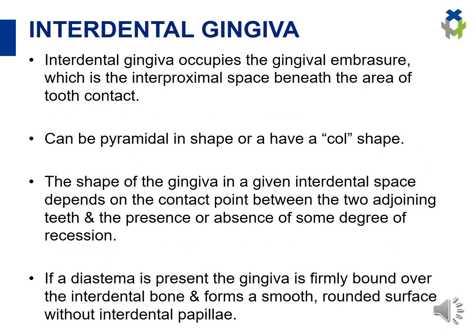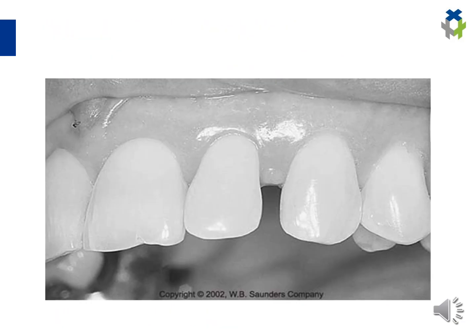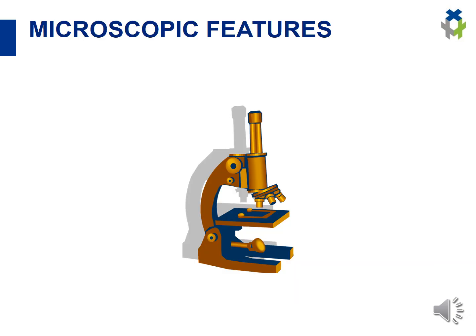The interdental gingiva occupies the gingival embrasure, which is an interproximal space beneath the area of the tooth contact. It can be pyramidal in shape or have a col shape. In case of diastema, the gingiva is firmly bound over the interdental bone and forms a smooth rounded surface without interdental papilla, as you can see in the picture between the lateral and the canine.